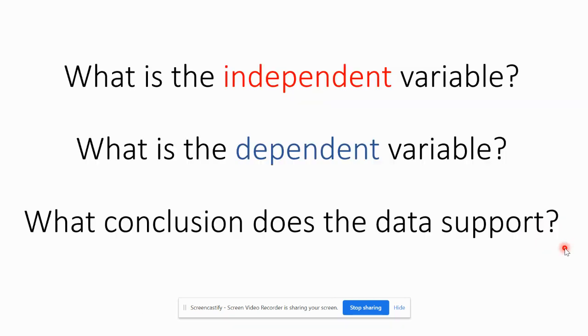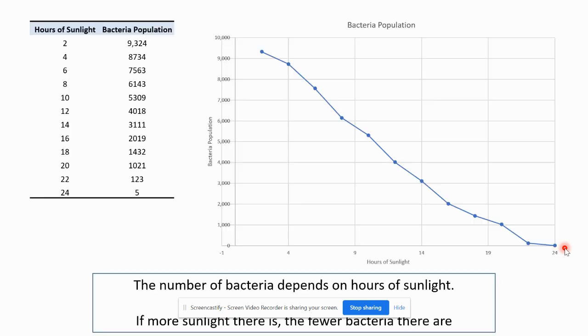Remember those three questions again, kids. What is the independent variable? What is the dependent variable? And what conclusion does that data support? Well, in this case, bacteria depends on sun. And a conclusion could be if there is a ton of sun, there is no bacteria. Another conclusion can be if there is no sun or little sun, there is a lot of bacteria. All right, that's just one example.